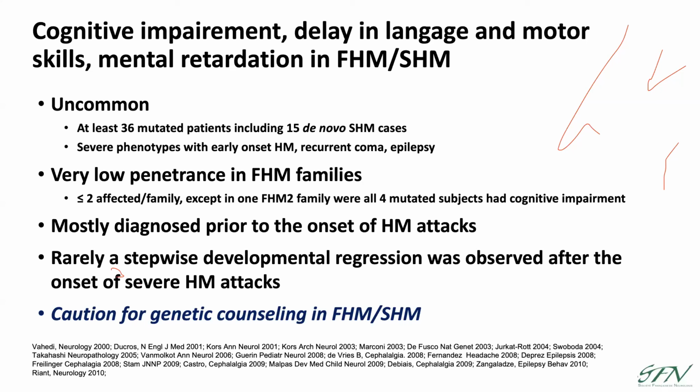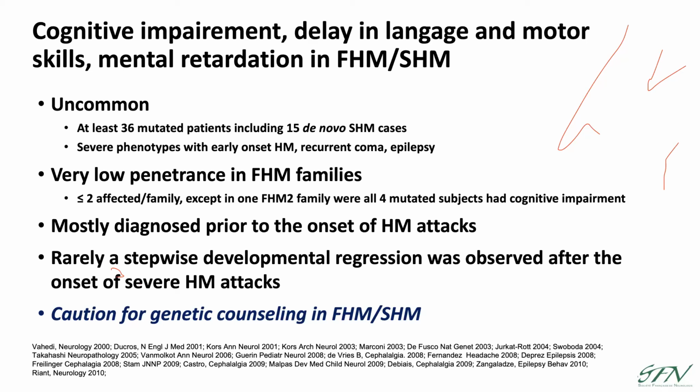Usually there is only 1 severely affected patient in the whole family, and there was only 1 family with FHM2 published in the literature where all the 4 mutated subjects had cognitive impairment. So this developmental delay is mostly diagnosed prior to the onset of hemiplegic migraine attacks and is not a consequence of the repetition of the hemiplegic migraine attacks.